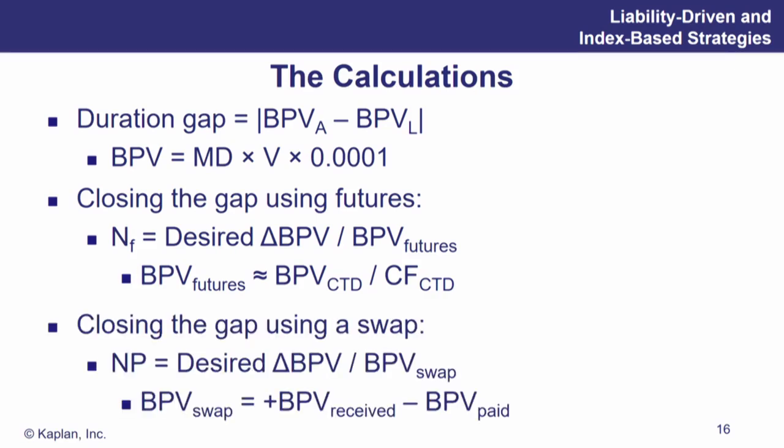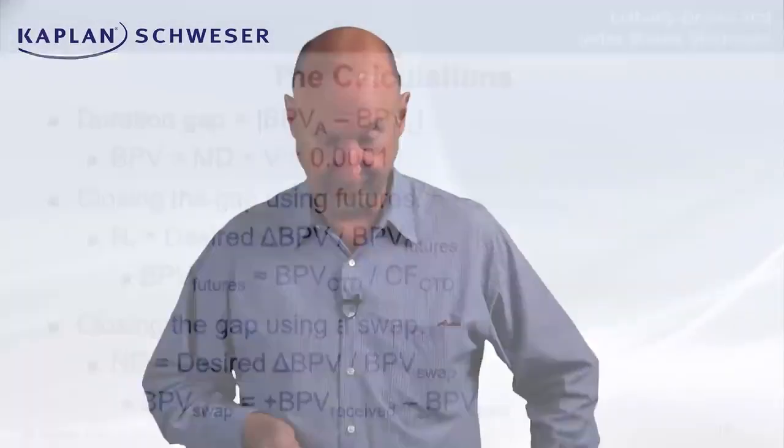combination of calculations. What if I want to do it using a swap? What is the desired change divided by the BPV of the swap? How do I calculate the BPV of the swap? What is the BPV of the cash flows being received? Add it. What is the BPV of the cash flows being paid on the swap? Subtract it. That will be the BPV of the swap.